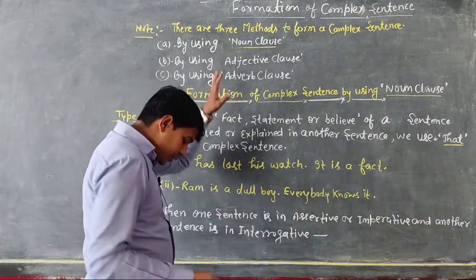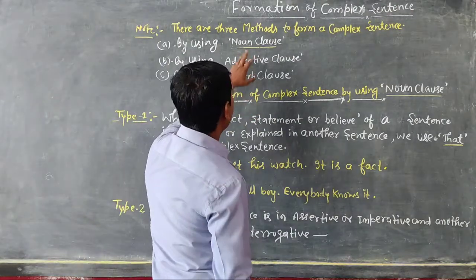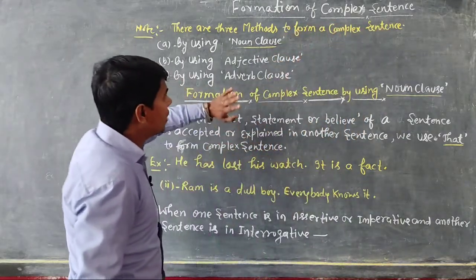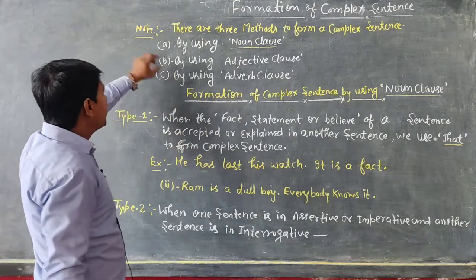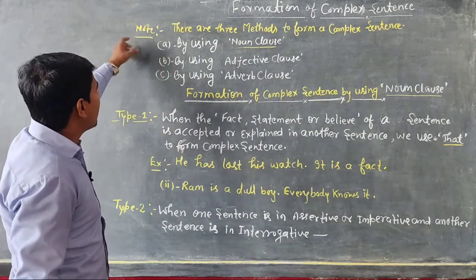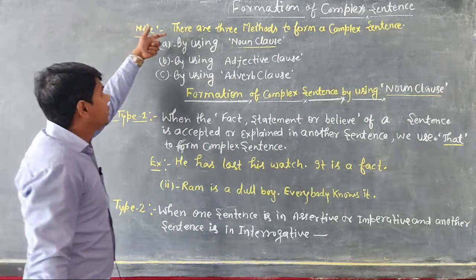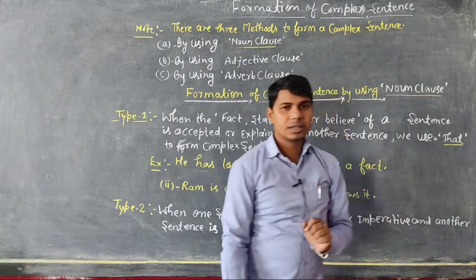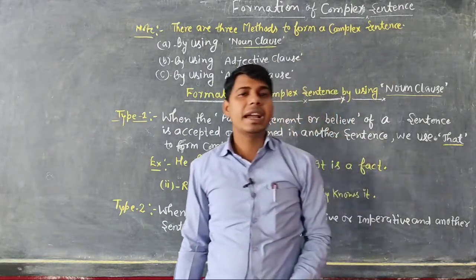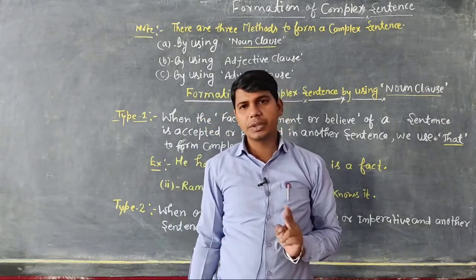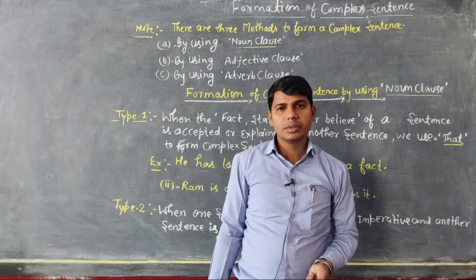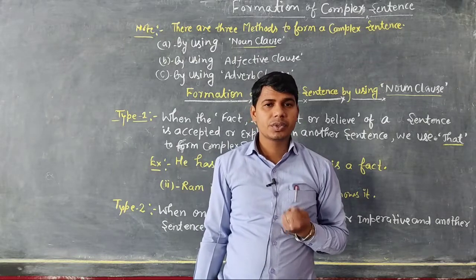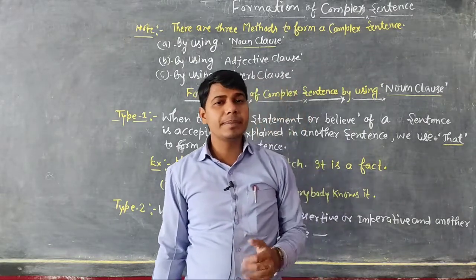So dear, as you can see, I have mentioned the heading: formation of complex sentence. At the beginning, I have mentioned here a note. There are three methods to form a complex sentence. It means we can join two or more than two simple sentences into a complex sentence by using three methods. So let's see what those three methods are.